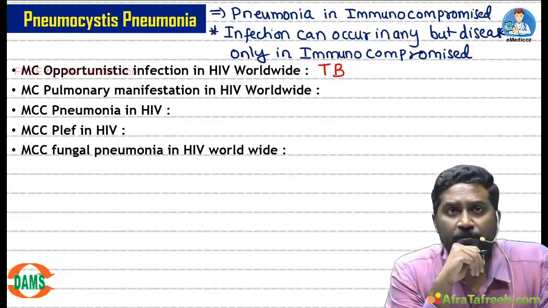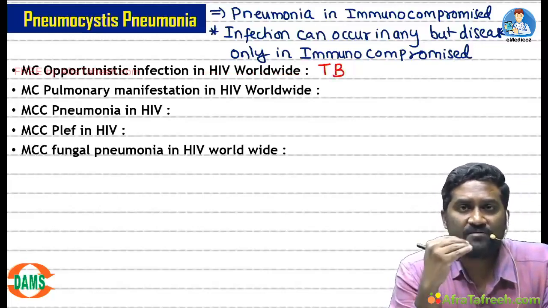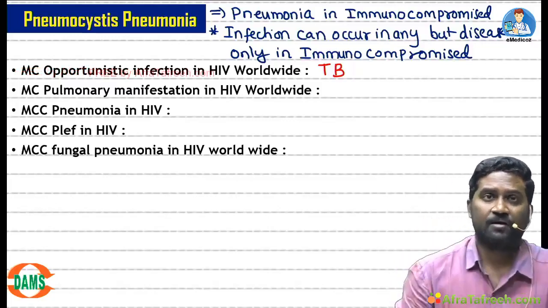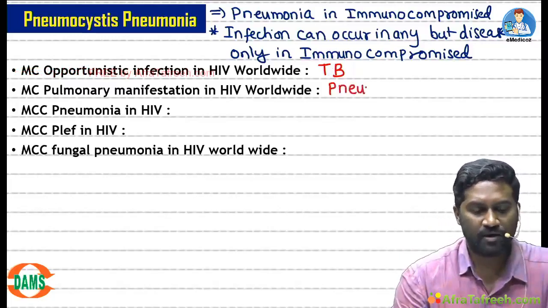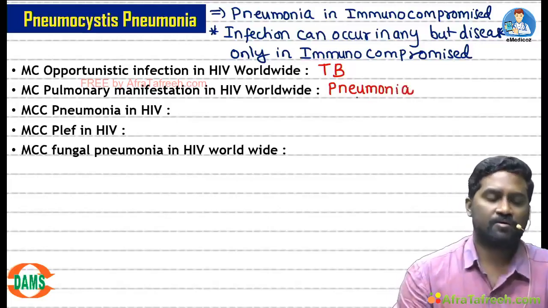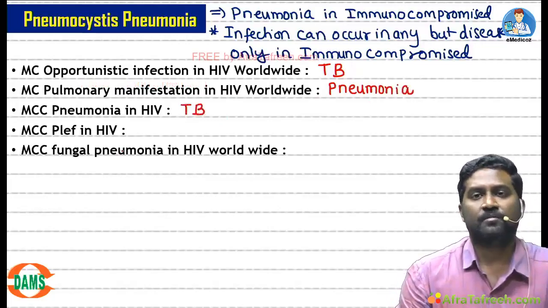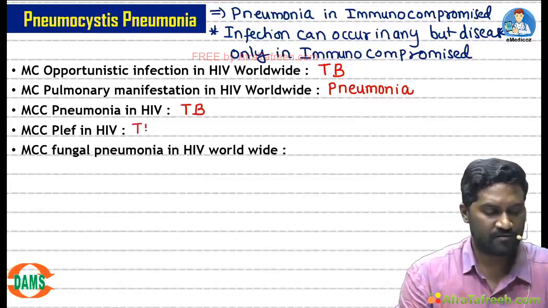Most common pulmonary manifestation. Whenever an HIV patient presents to me with some respiratory symptoms, what should I suspect? Some infection in the lung. What is that infection in the lung called? Pneumonia. Now what is the common cause of that pneumonia? The common cause of that pneumonia is again tuberculosis. Most common cause of pleural effusion in HIV: tuberculosis.